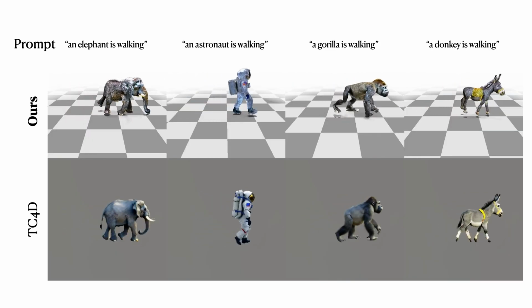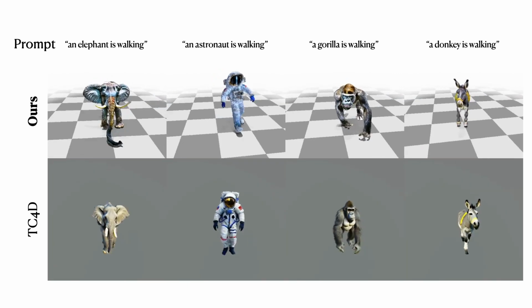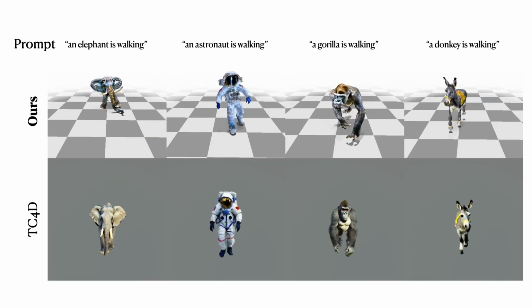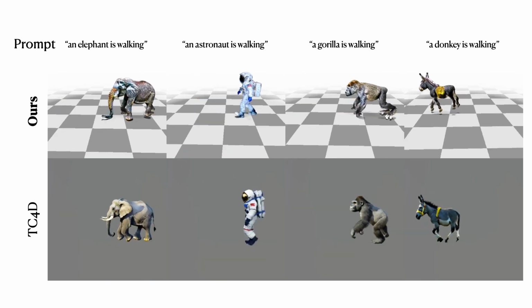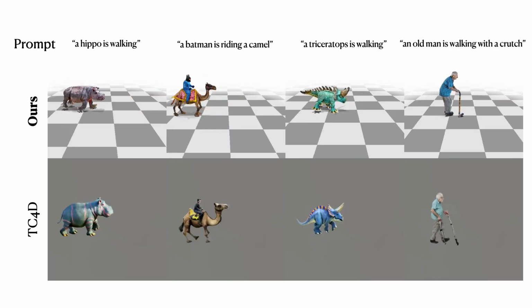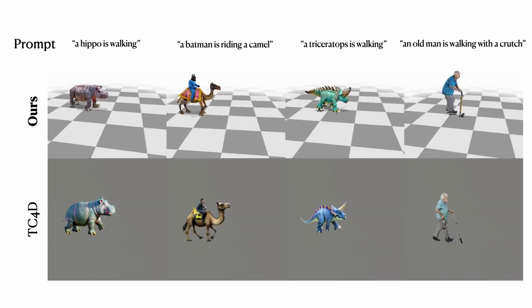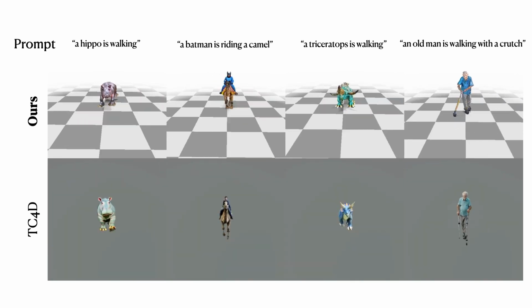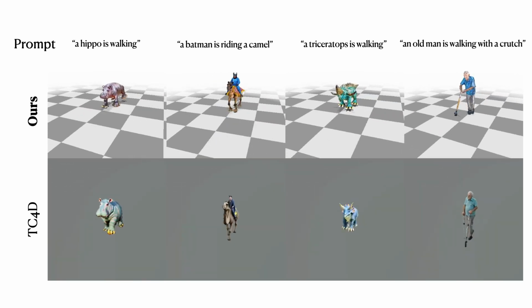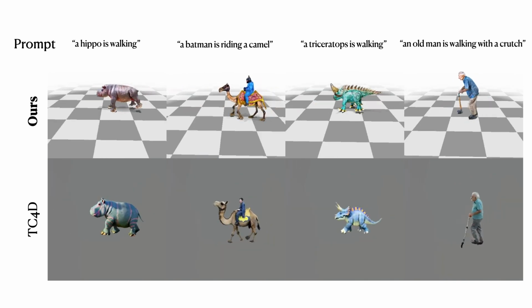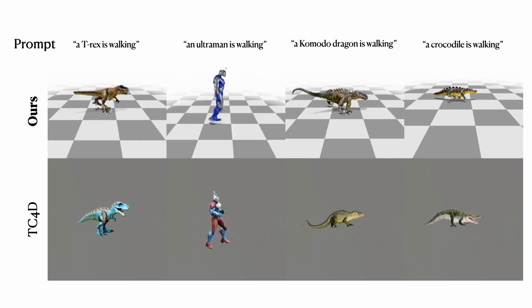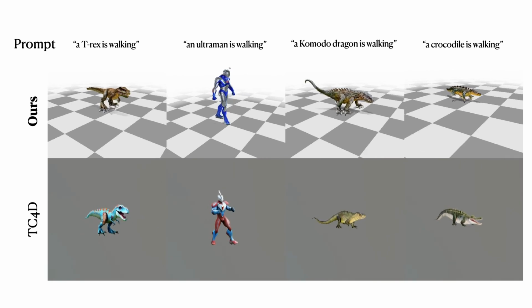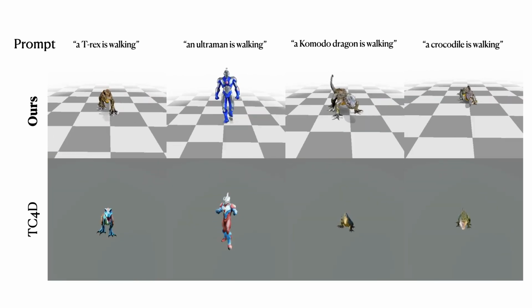Another common issue with TC4D is its tendency to rarely generate alternating leg movements, resulting in unrealistic leg motion. In some cases, TC4D produces highly restrictive leg motions.